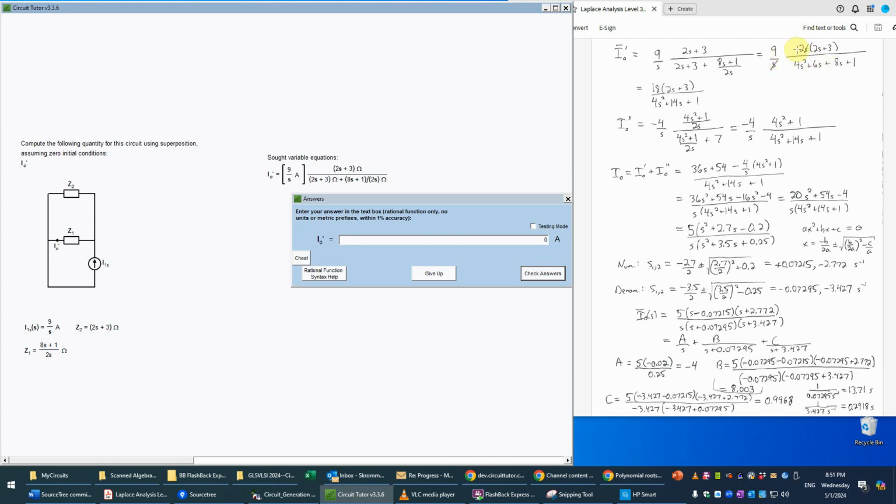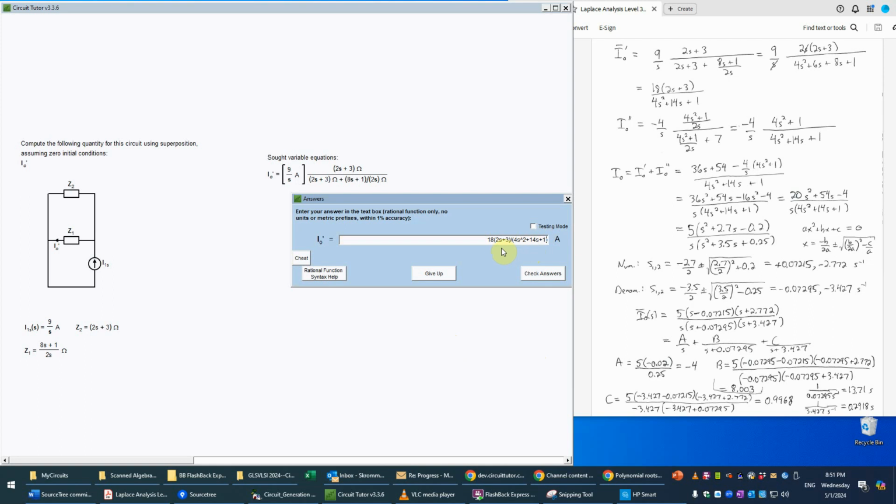Okay, so now the top just becomes 9 times 2 is 18 times the 2s plus 3, and then we just combine this. So we have the 4s squared plus 14s plus 1, which I've written here. So now we're done with that form, and we can just enter it into Circuit Tutor. So type 18 multiplied by the 2s plus 3, which have to be, of course, in parentheses as always. And then we divide that by, now I'll put a parentheses here. We have a 4s squared, using the caret for the square, plus 14s plus 1, close parenthesis. We don't need square brackets there because there's only one term in the denominator.